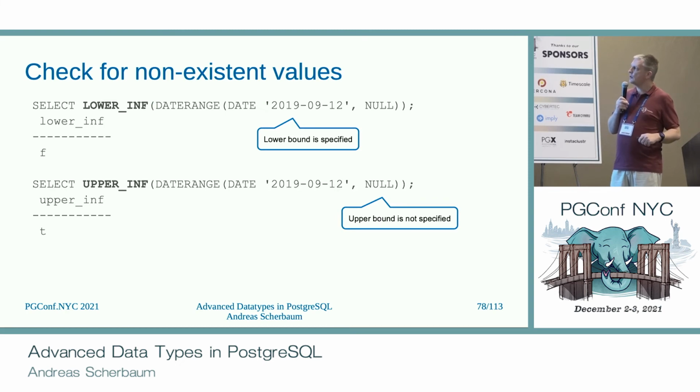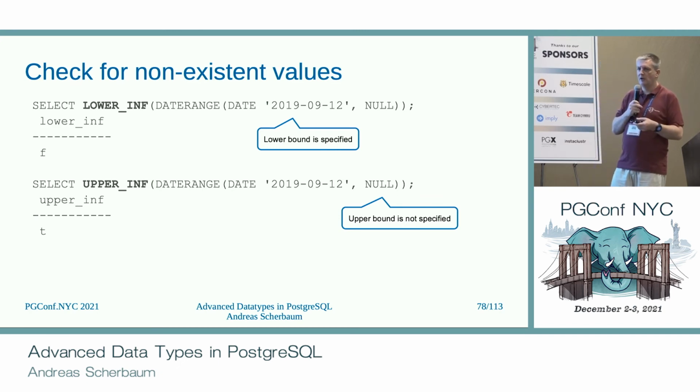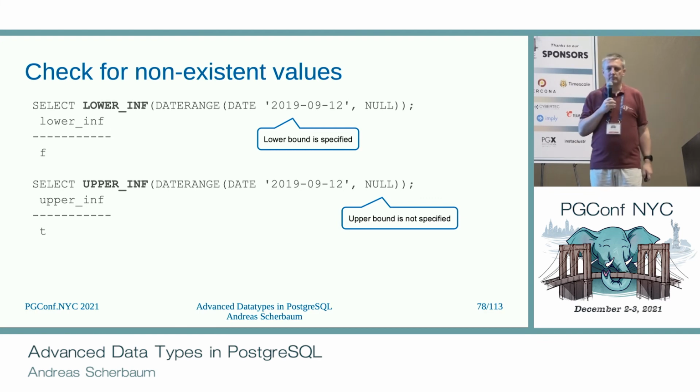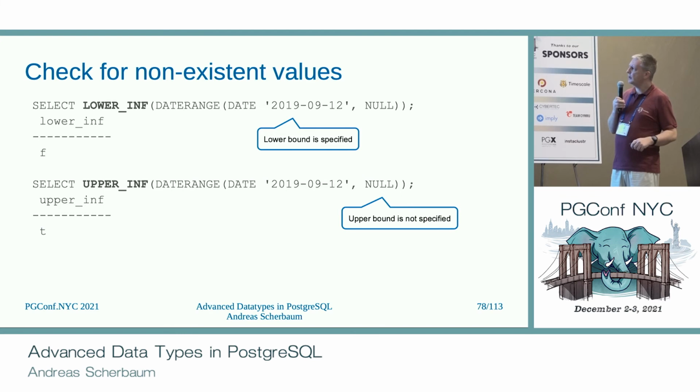You can ask Postgres if either of these is even specified. Remember, we had a couple of examples before where only one of these was specified, when we had the 150 years example. So we can ask, okay, is the lower value actually set to null? Or is the upper value set? So it's not specified, so I get a true back here. We did use this function upper_inf in the 150 years example before, but I skipped over it. So if you go back in the slides, you will find it there.